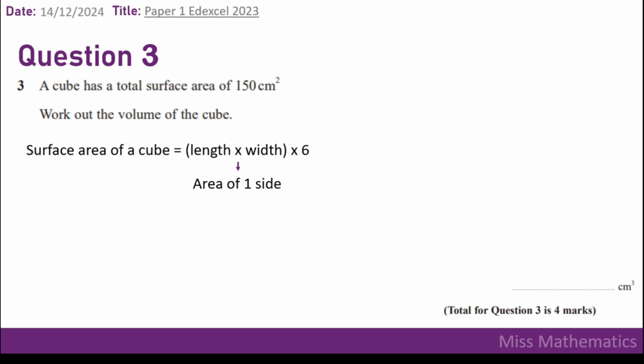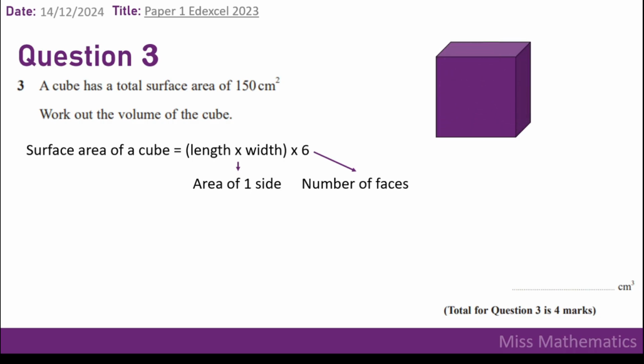Question 3. A cube has a total surface area of 150 centimeters squared. Work out the volume of the cube. To find the surface area of a cube, you do the length times the width, and then you times it by 6. The length times the width, that's the same thing as finding the area. So you find the area of one side, and then you times it by 6, because there's 6 faces on a cube.